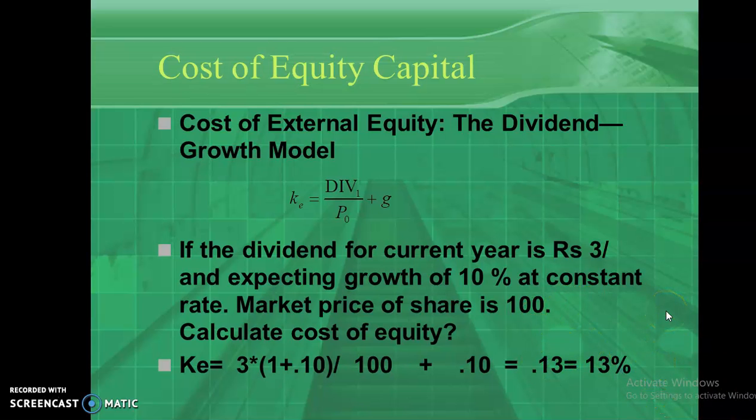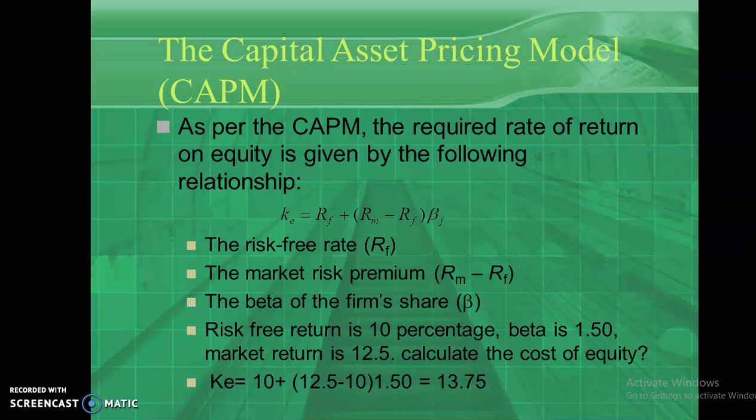What can you understand from this? This is the minimum rate of return expected by the equity shareholders from the firm. So the cost of equity is 13% under the dividend growth model approach.